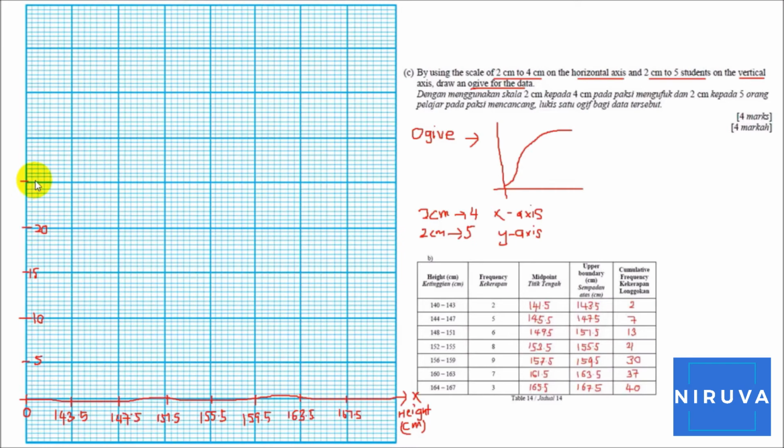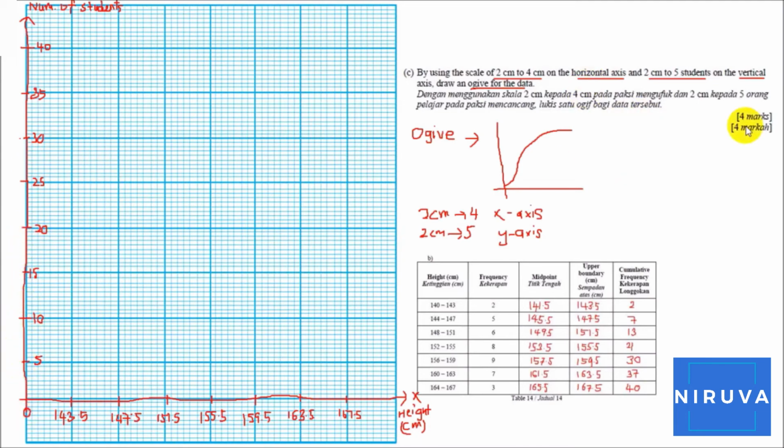Okay, for the y-axis, 2 cm to 5, so 5, 10, 15, 20, 25, 30, 35 and maximum 40 students. So here the y-axis is the number of students. So I'm going to draw a straight line for the y-axis.